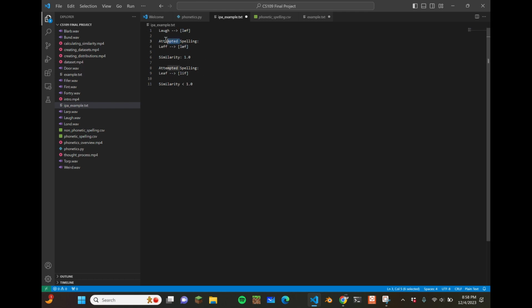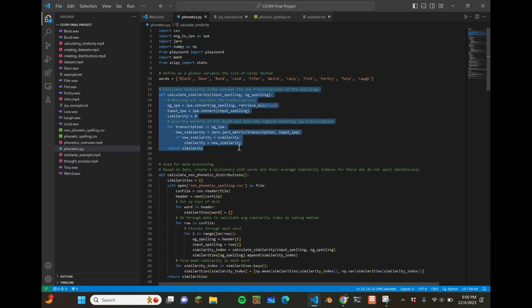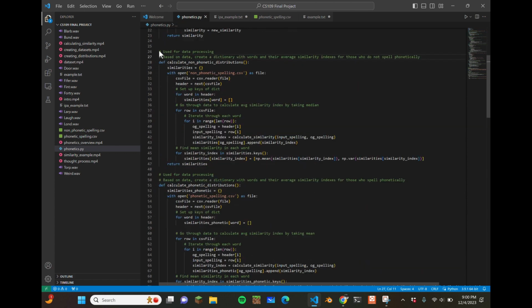Now let's say that a student attempted to spell the word laugh as L-A-F-F. They would have actually a similarity index of 1.0, because even though these aren't spelled the same in English, in IPA they are, and that's what we're concerned about. We're concerned with how phonetic somebody is spelling a word, rather than if it's correct or not. On the other hand, if the attempted spelling was like this, leaf, this is spelled in IPA like this. So obviously different than laugh, and therefore the similarity index would be something below 1.0, maybe 0.8, 0.9, something like that.